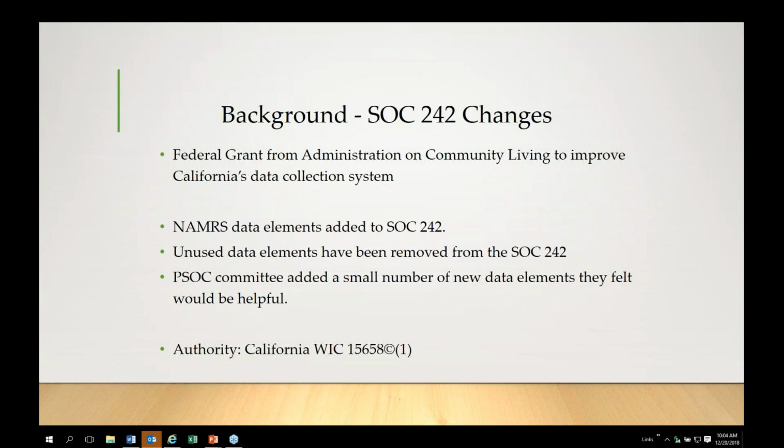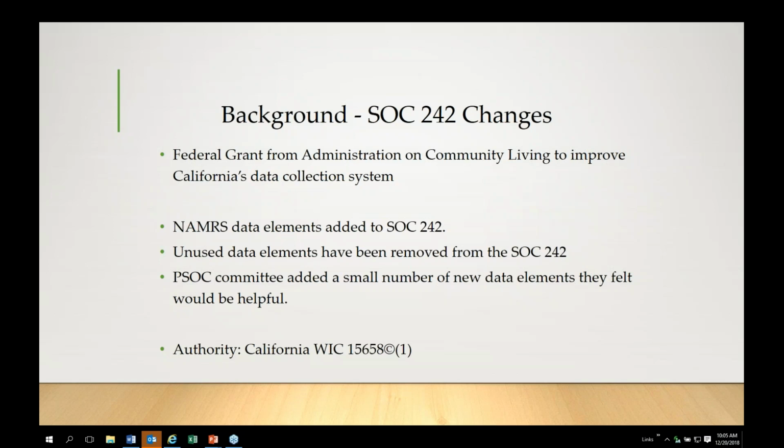And because we were adding a bunch of elements, one of the things we decided is we needed to also get rid of any data elements that really weren't being used. So we did a lot of work in terms of surveying the counties and our community partners about what data they used. And we tried to take out anything that didn't seem like it was being used by a large number of people. We also added a couple of data elements.